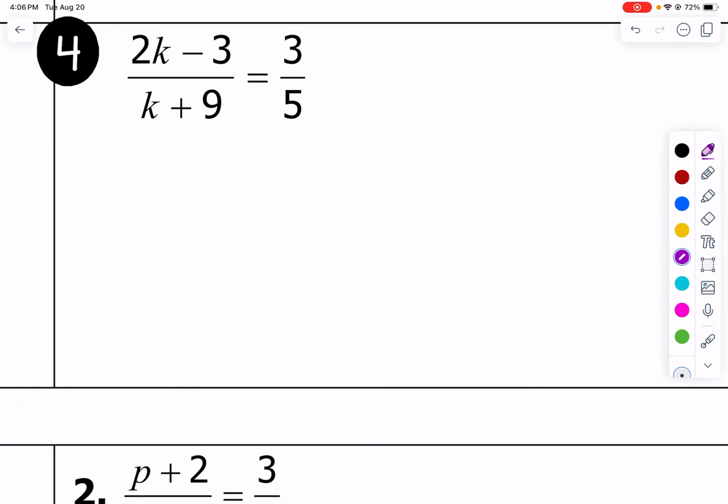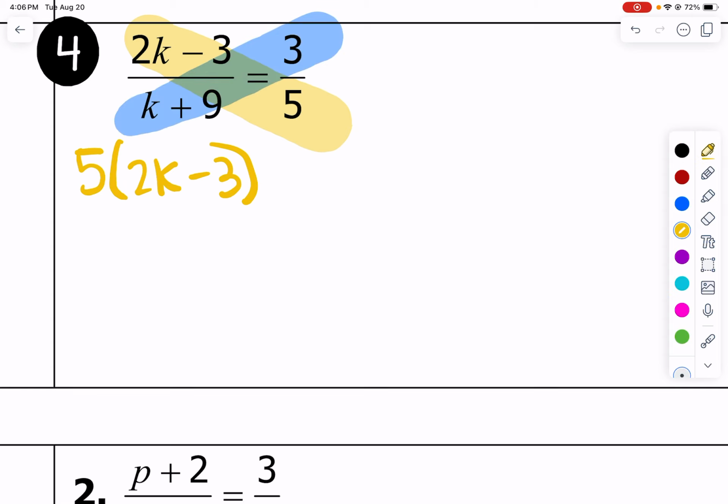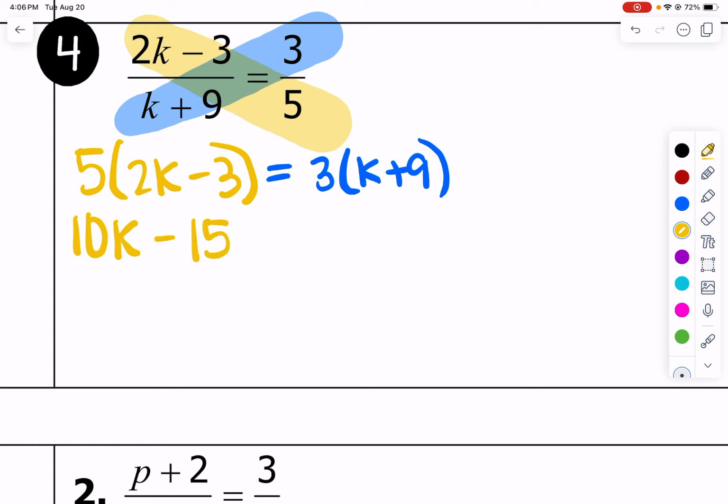So we are going to look at first these two. So we will have 5 times 2k minus 3. And then we are going to do these two, which would give us equal to 3 times k plus 9. So if we distribute, we will get 10k minus 15 equals 3k plus 9. Or not plus 9, that's my bad. What is 3 times 9? That would be 27.